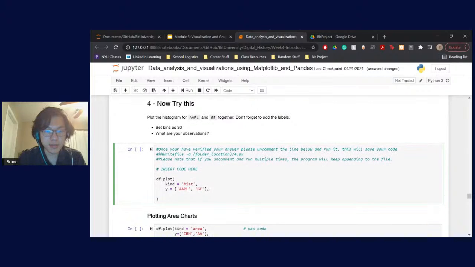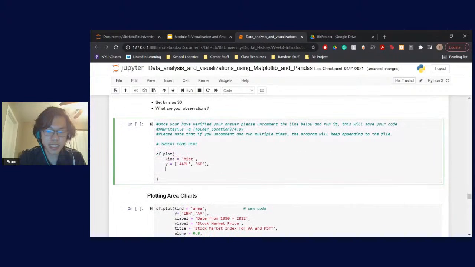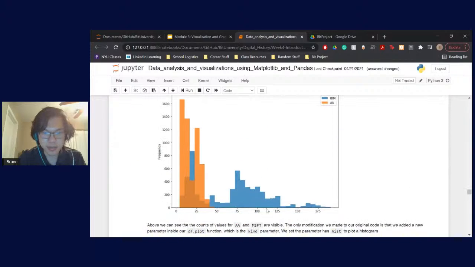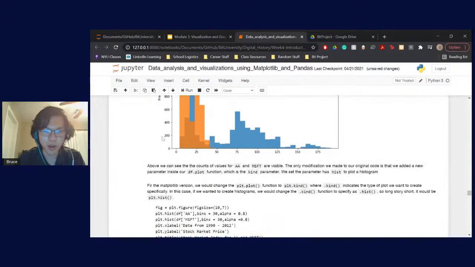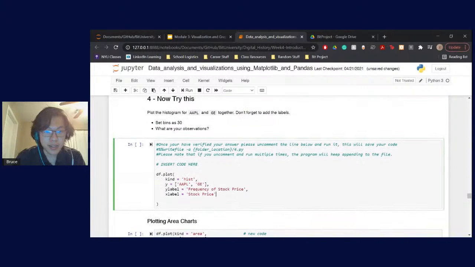And the labels. What are the labels? Okay, so Y label. This is going to be the frequency of stock price, and this time the X label is going to be the stock price. Right? Let's look at this example up here. The stock prices are listed down here, and we're asking how many times does the stock price or an instance of the stock price occur. So the frequency is the Y, and the actual stock price is the X. Right. And then set bins to 30. See what happens.